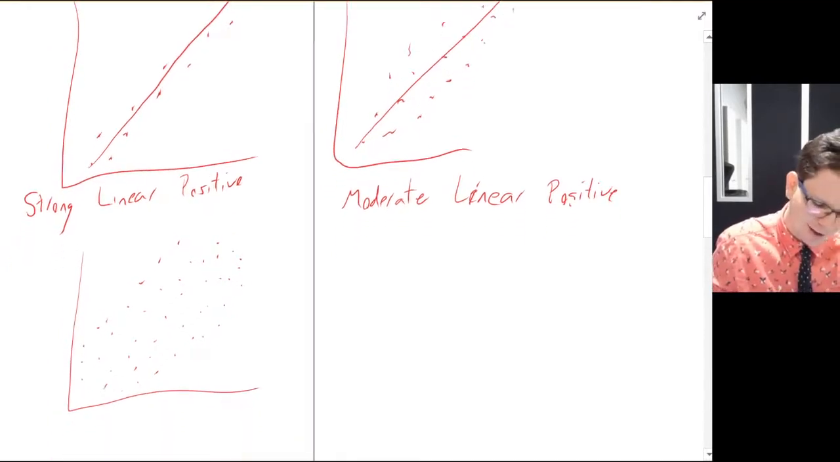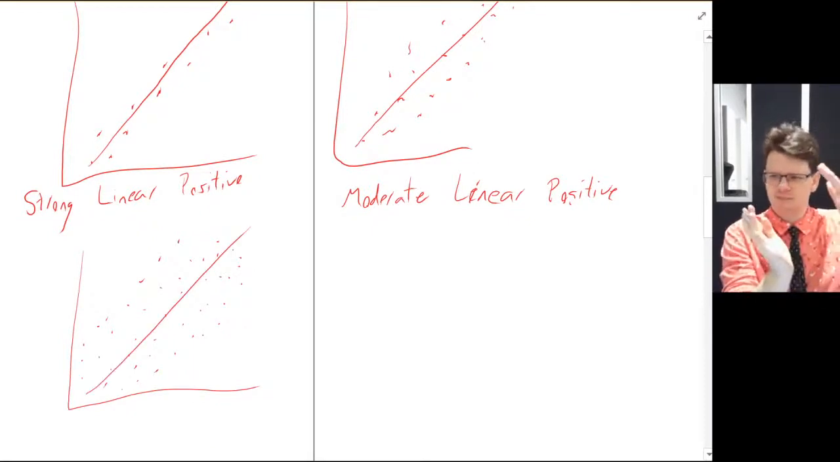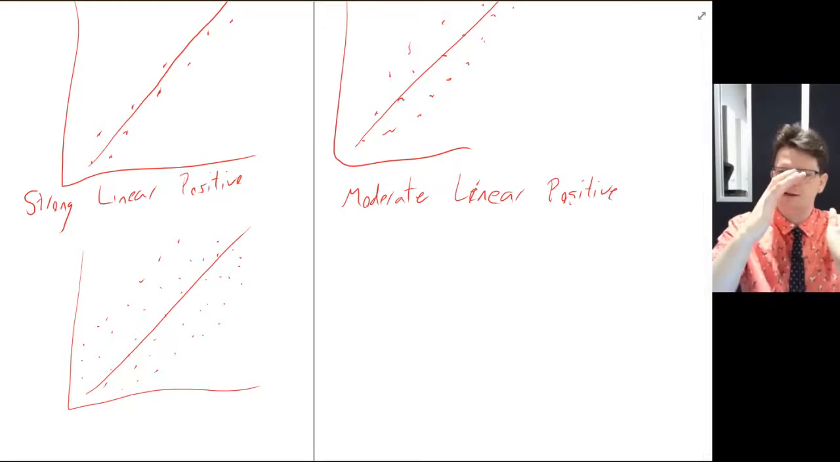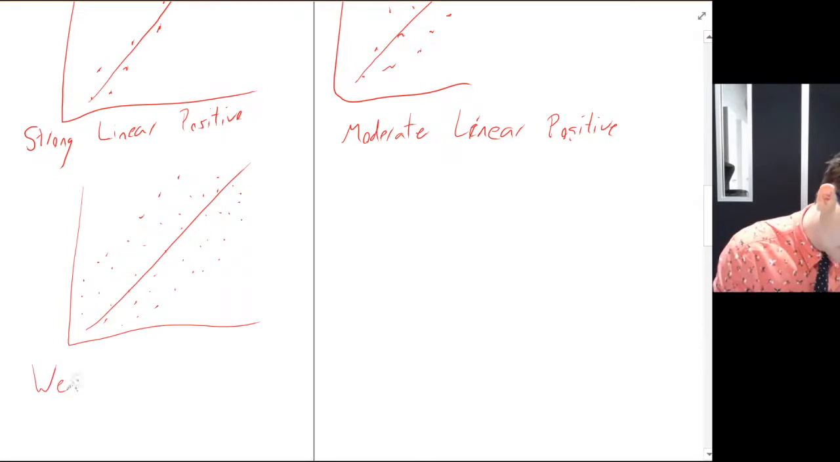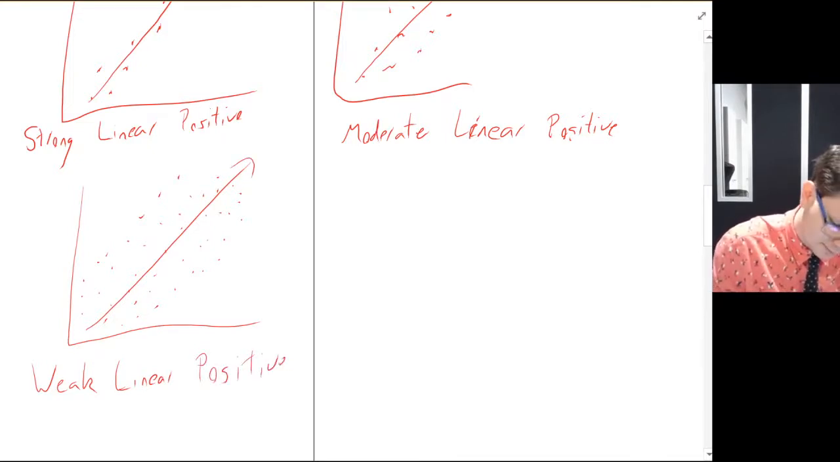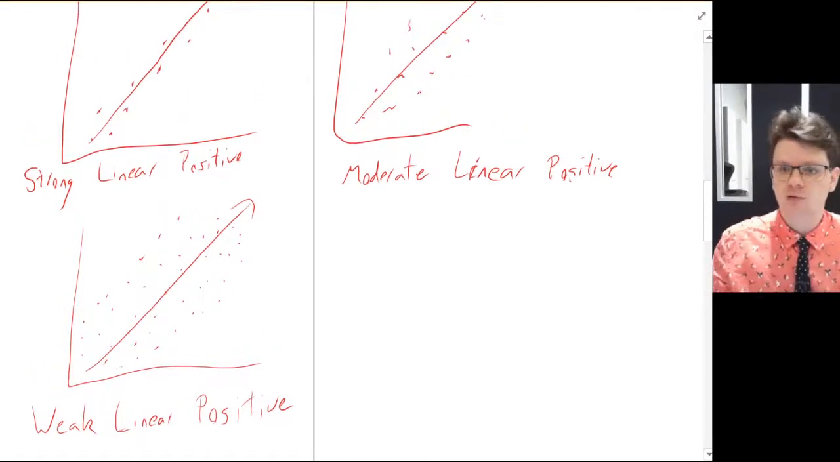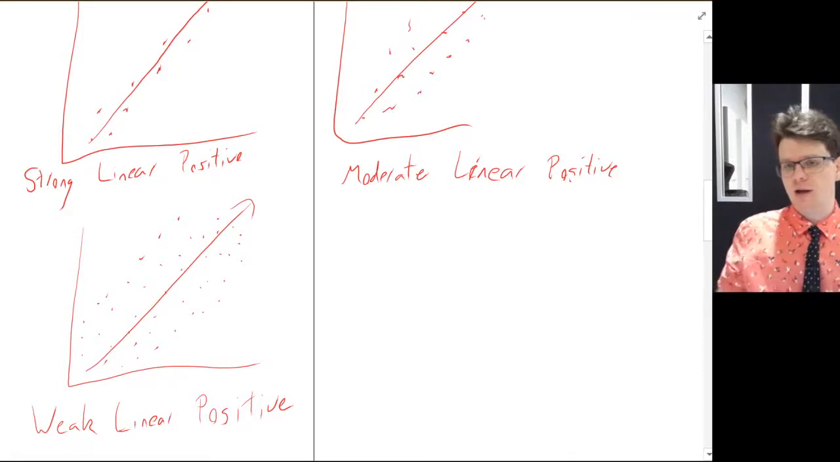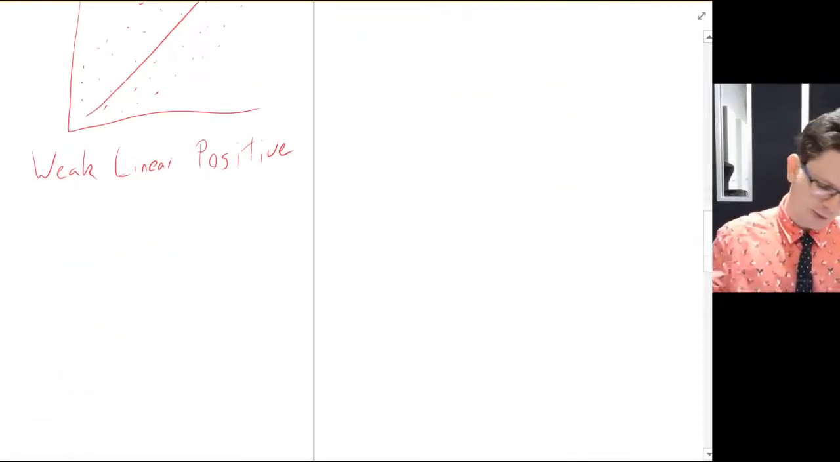And this last one, I mean, it's still a line, right? It's just quite a big spread that we're looking at. So we call this weak, linear, and it's still positive because it's still pointing up to the right. Alrighty, so what I'm going to do now is I'm actually going to draw 3 negative graphs, and I want you to tell me which one's strong, which one's moderate, and which one's weak.